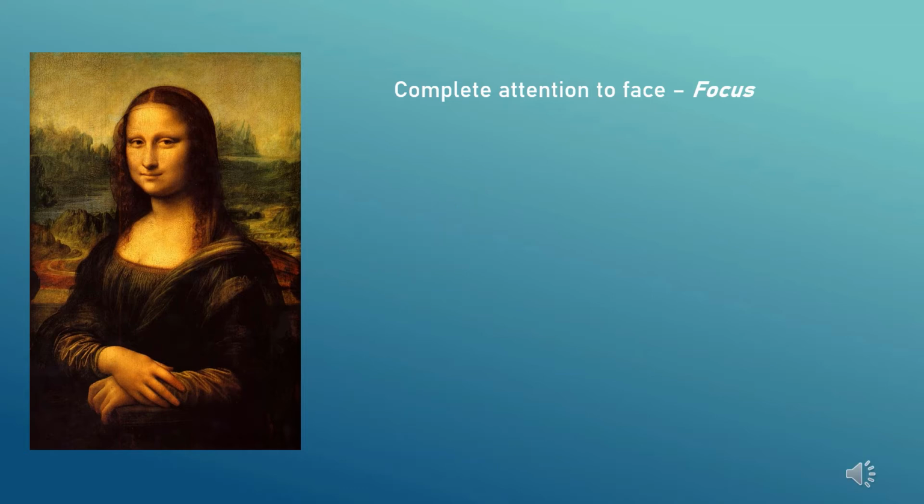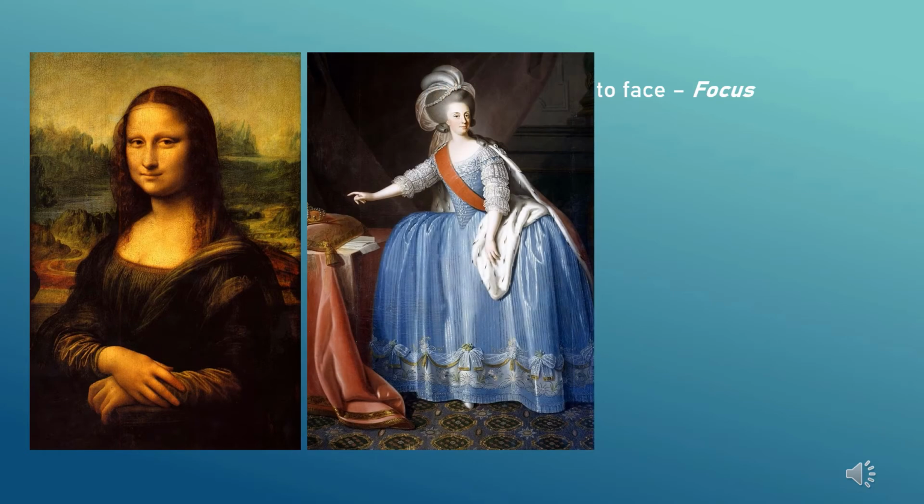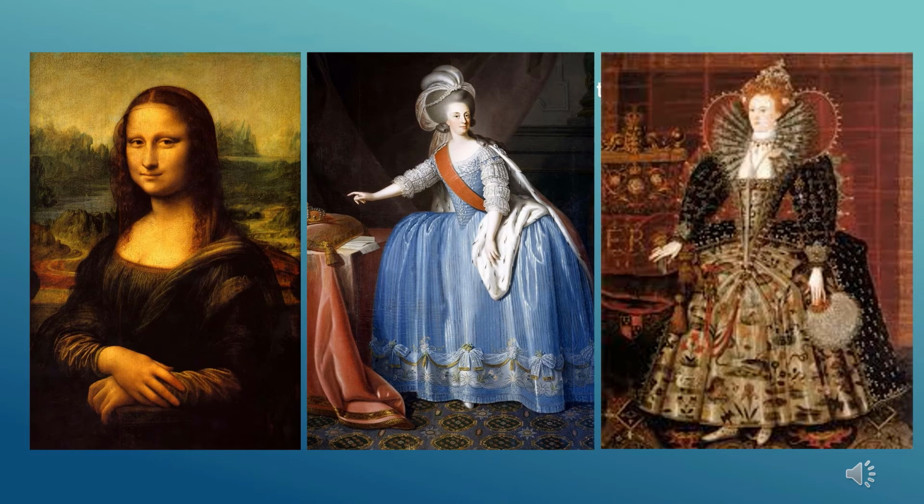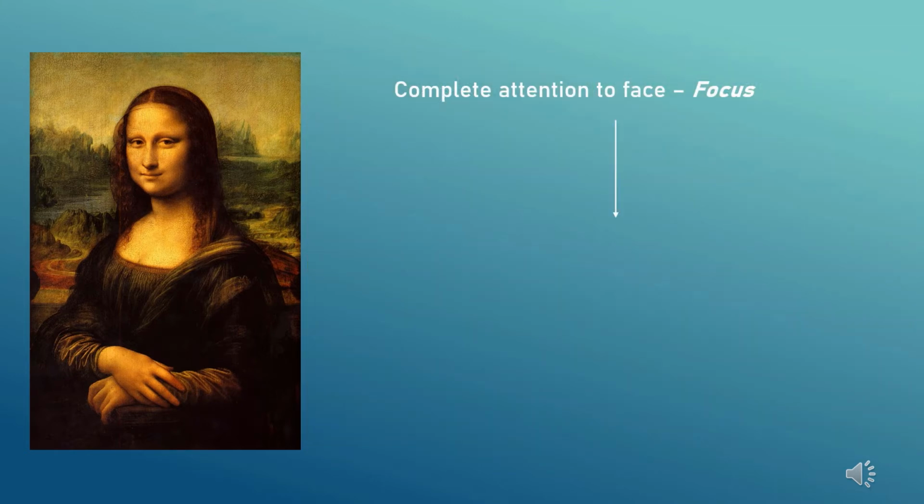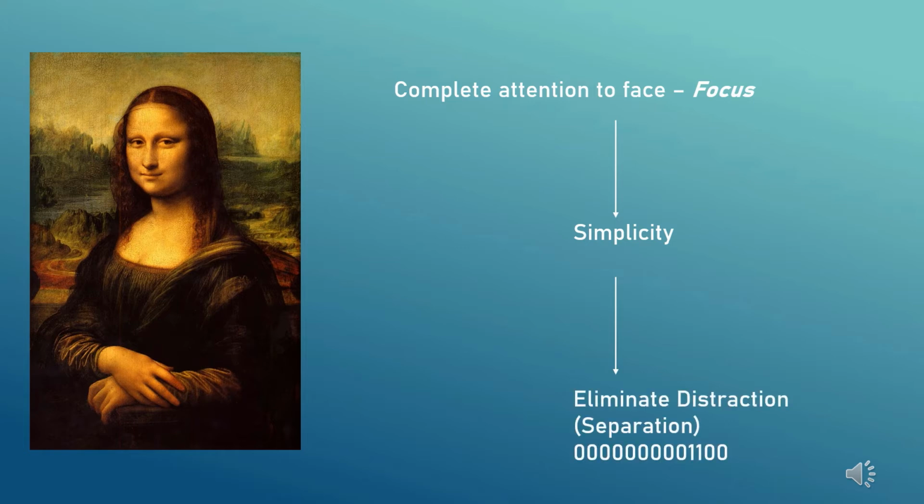Let's look at Mona Lisa's clothing and compare it to some of the commissioned portraits, for example Maria I of Portugal or Elizabeth I of England. Unlike these two portraits, Mona Lisa is in plain simple clothes without any ornaments or anything flamboyant. The reason is Da Vinci eliminated all distractions to ensure we have all our attention only on her face, and the digitization principle used here is called separation.